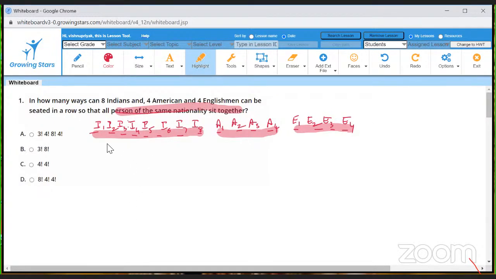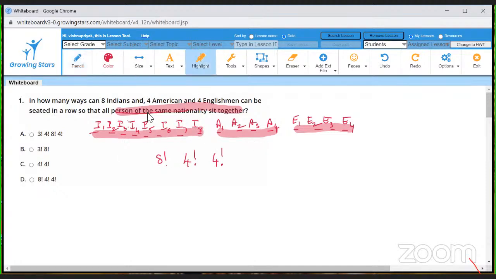Now for Indians, 8 places, 8 Indians, in 8 factorial ways they get arranged. For Americans, 4 places, 4 Americans, they can arrange in 4 factorial ways. For English people, 4 places, they will arrange in 4 factorial ways. Okay, but 3 works are there, we have done the 3 works, we are multiplying.